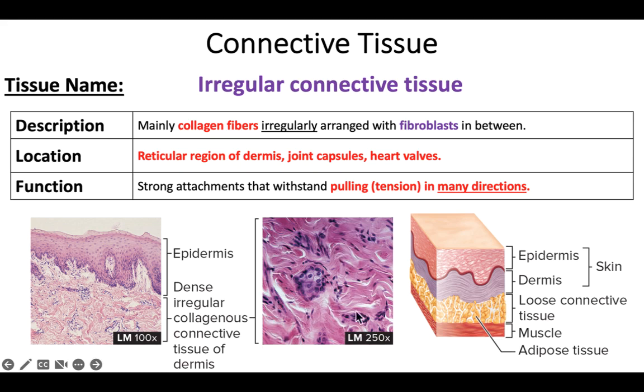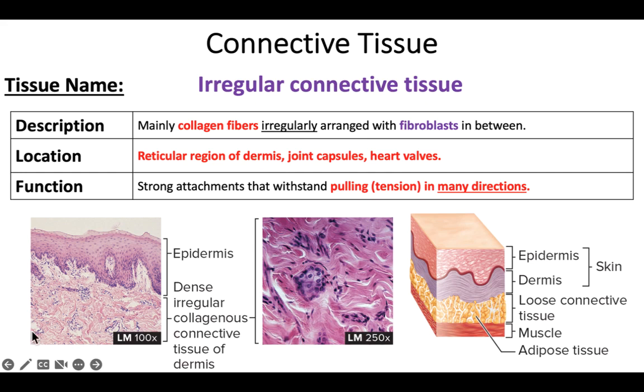So it's not running all in the same direction. It's not parallel. Everything else is pretty similar. It's just the arrangement of the collagen that's different. And what that does is it gives strength in more than just one direction. So tissue that tends to get pulled on in different directions might have this irregular connective tissue. The classic location that I definitely will most likely ask you is the reticular region of the dermis.